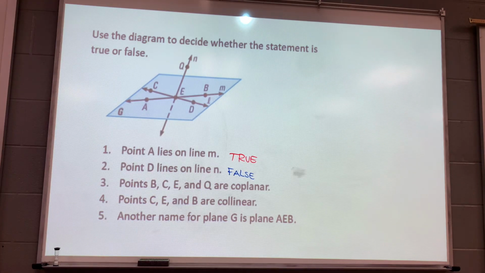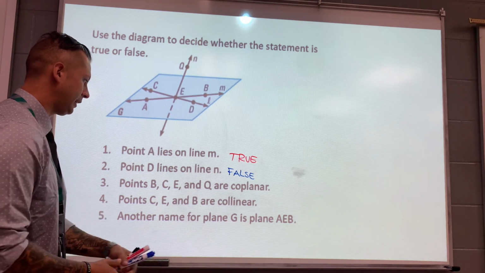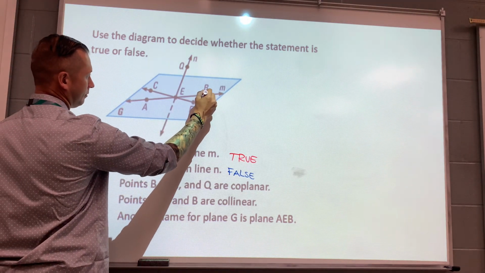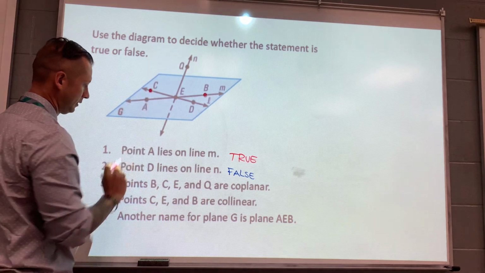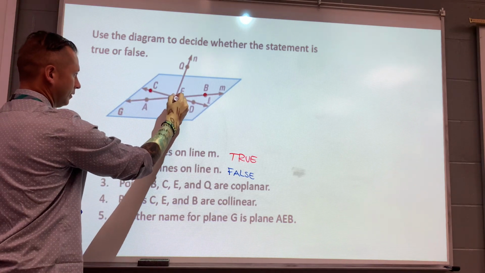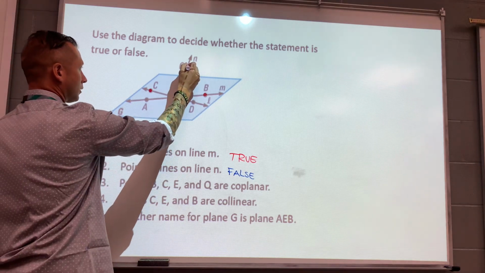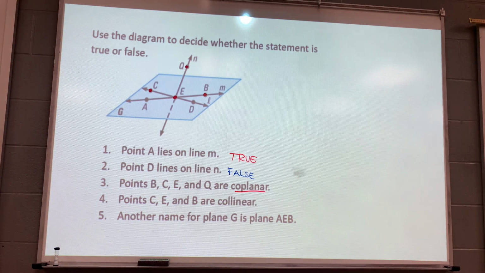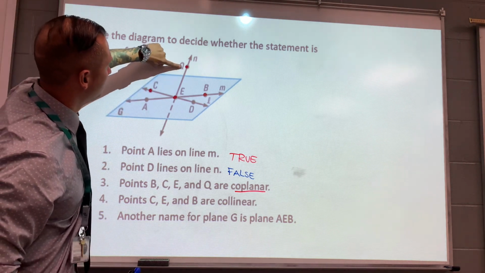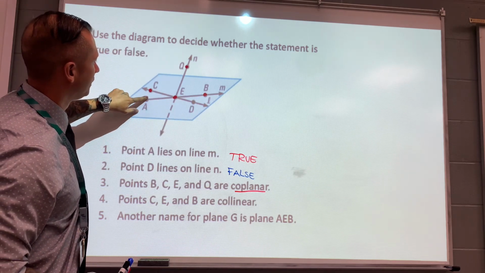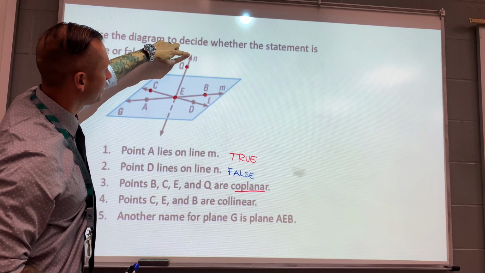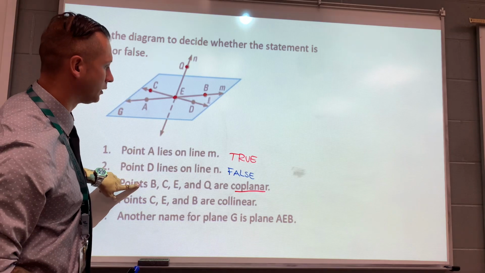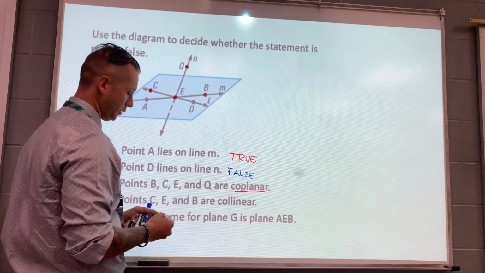All right. Points B, C, E, and Q are coplanar, meaning they're all in the same plane. That's not true because Q is not on the plane. Q is on the line that is coming out of the plane. So Q is not on the plane, therefore these points are not coplanar. This is false.